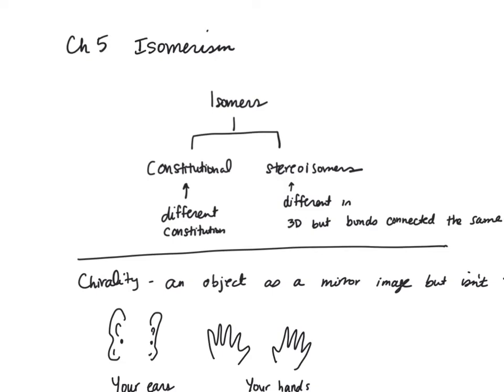Chapter 5 covers isomerism. Isomerism can be broken up into two different categories. One of them is constitutional isomers that have different constitutions, meaning that the covalent bond connectivity is different. And the second is stereoisomers, the main focus of this chapter. And these are different, but the 3D bonds connecting them are the same.